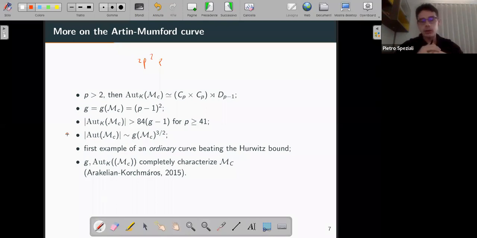Another interesting thing: sometimes, when you have a curve, you may ask yourself, which is the minimal set of birational invariants which are enough to characterize it? Well, in this case, the genus and the automorphism group completely characterize this Artin-Mumford curve. It's a pretty recent result by Artin and Hurwitz.